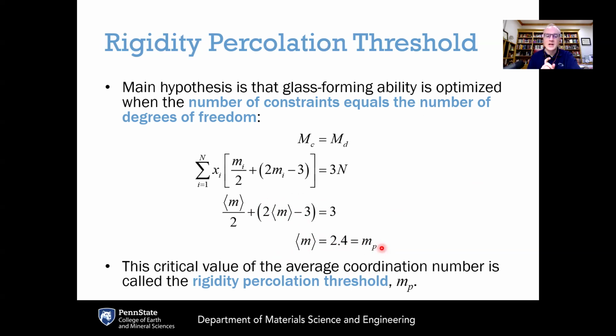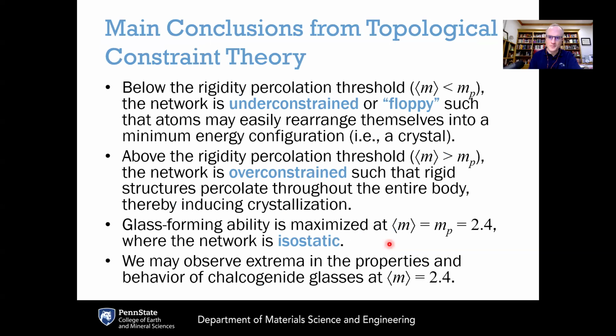So according to Phillips, if your glass network is designed such that the average coordination number is equal to the rigidity percolation threshold of 2.4, then the optimum glass formation would occur. Now, what are some of the implications of this? What happens if you have an average coordination number that is less than 2.4? If your average coordination number is less than the rigidity percolation threshold, then the network is called under-constrained, meaning that the number of constraints you have is fewer than the number of degrees of freedom.